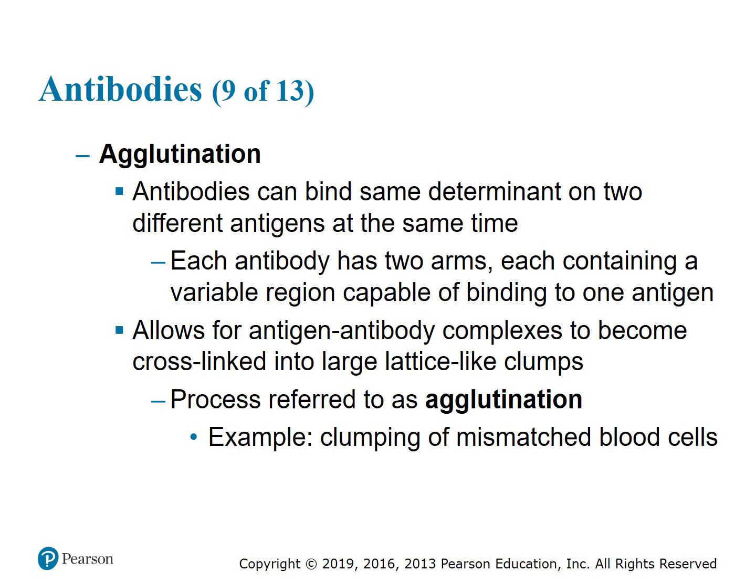Agglutination is when antibodies bind the same determinant on two different antigens at the same time. Each antibody has two arms, each containing a variable region capable of binding to one antigen. This allows antigen-antibody complexes to become cross-linked into a large lattice-like clump. The process is referred to as agglutination, and a very good example of this is seen in the clumping of mismatched blood cells.